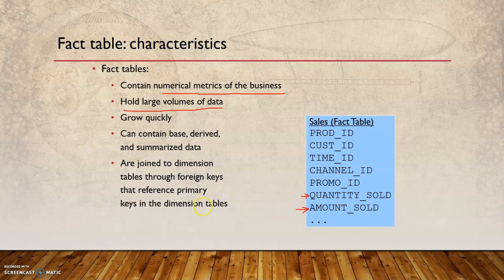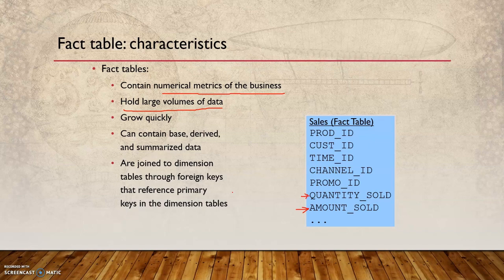So it grows quickly, and contains base derived or summarized data. If you're capturing something like total amount sold, then it is summarized data. And it is joined to the dimension tables through the foreign key, a primary and foreign key relationship. The primary key will be in the dimensions. So when you want to go into a particular dimension and see how the sale has happened, then you use the join condition of that dimension and get the data.